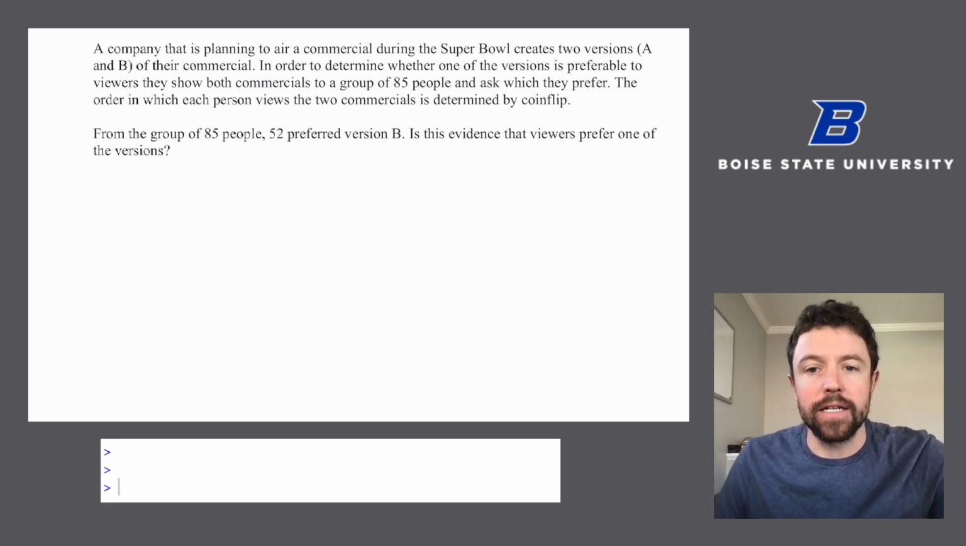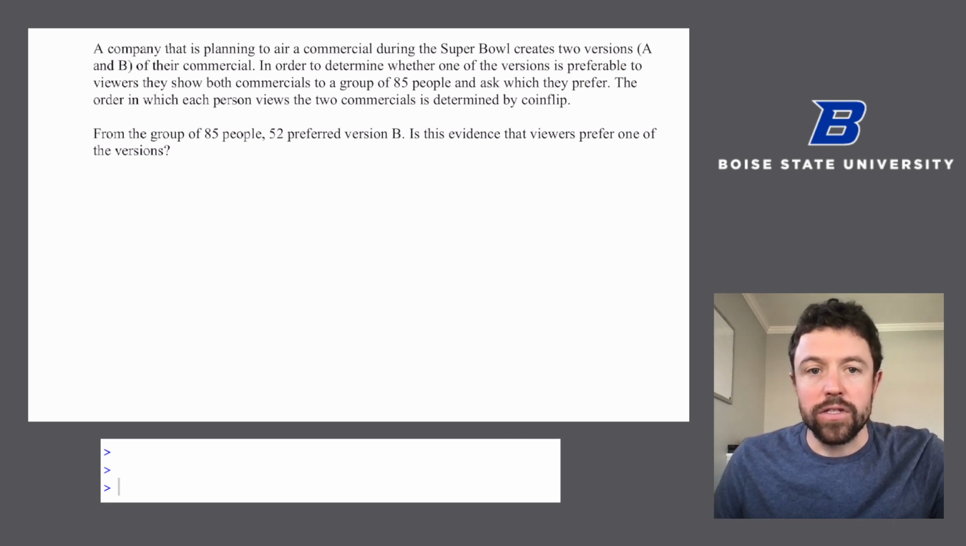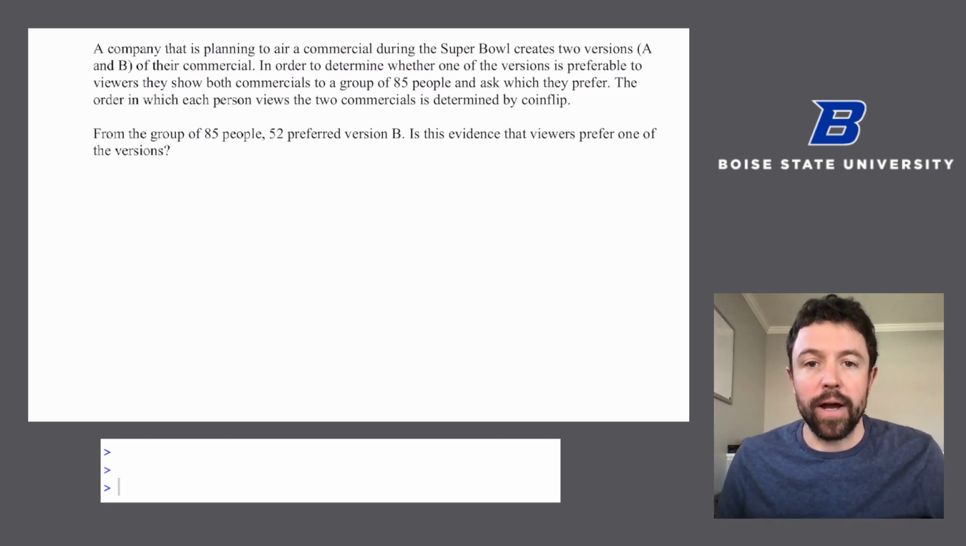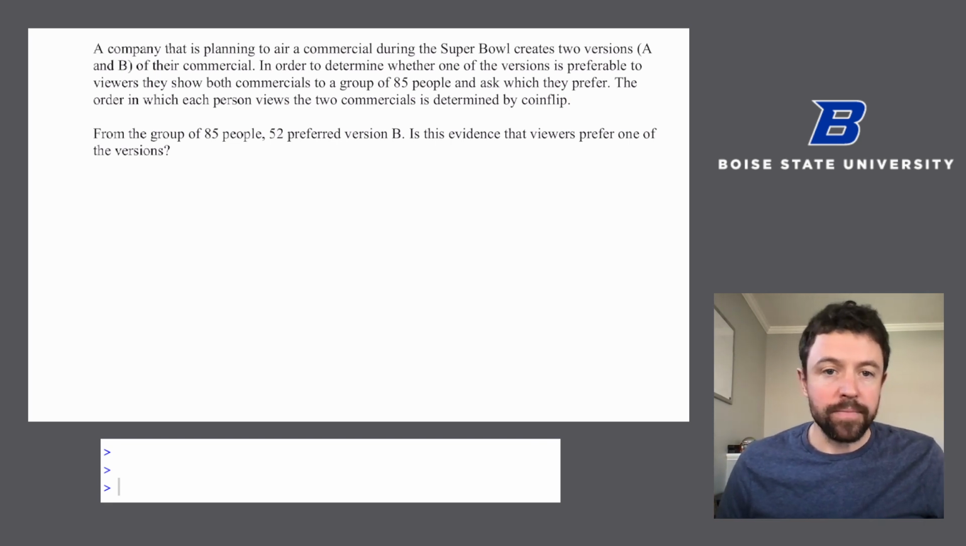So let's say a company that is planning to air a commercial during the Super Bowl creates two versions, which we'll call A and B, of the commercial. And in order to determine whether one of the versions is preferable to viewers, they show both commercials to a group of 85 people and then ask them which they prefer. For each viewer, the order in which they view the commercials is determined by coin flip. So from the group of 85 people, 52 preferred version B. Is this evidence that viewers prefer one of the versions?